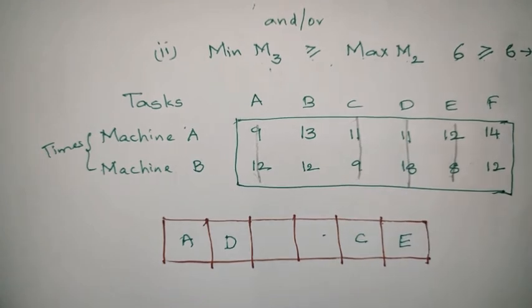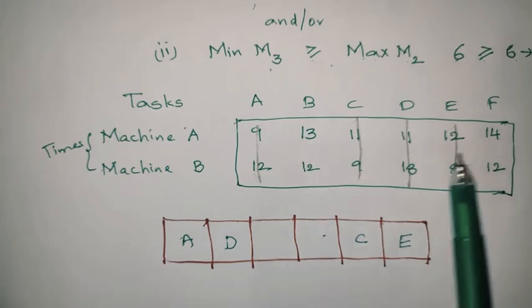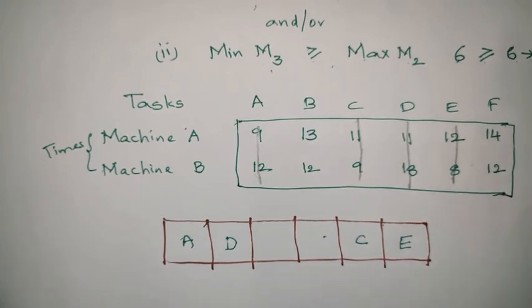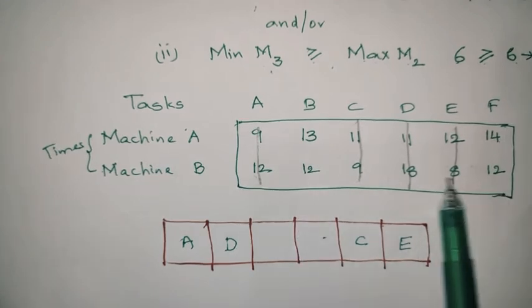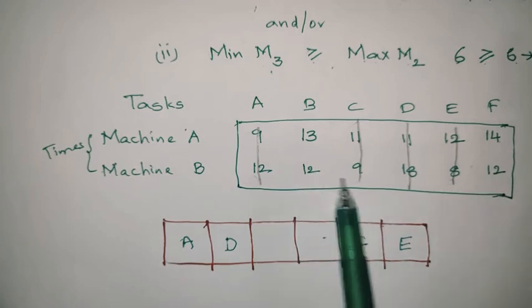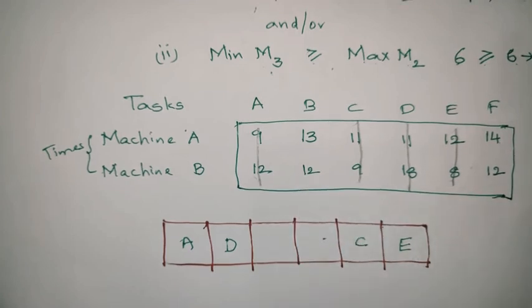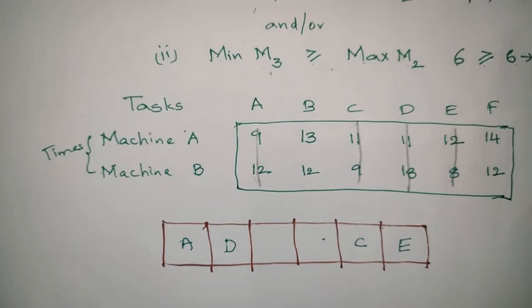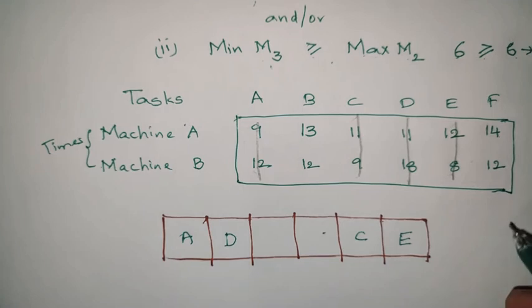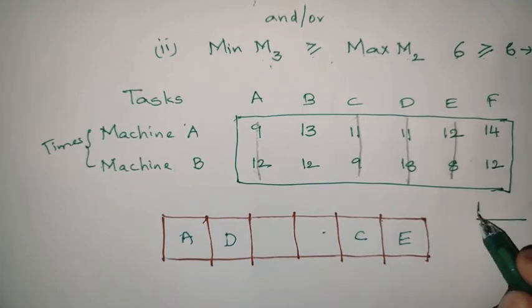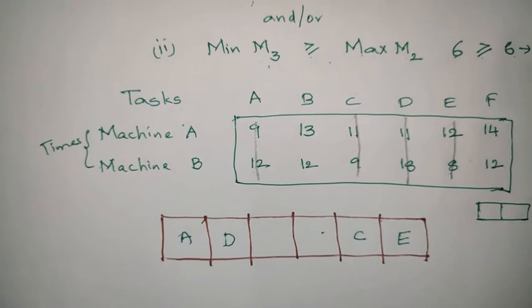The remaining 4 processing times are 13, 12, 14, 12. So now what to do? What is the minimum process time? 12. And 12 is present at 2 different places. So the tie exists in the same series. So now what to do? Now take these 2 grids separately. I am taking these 2 grids separately.